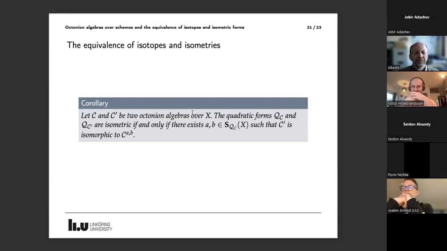The corollary to this is exactly our claim that two Octonion algebras over a scheme X have isometric quadratic forms if and only if there exist some global sections of norm 1 such that C prime is isomorphic to this isotope CAB.